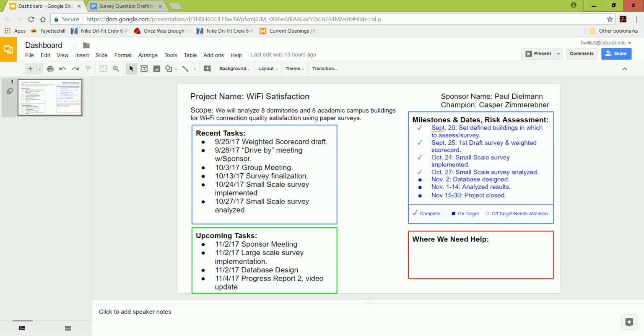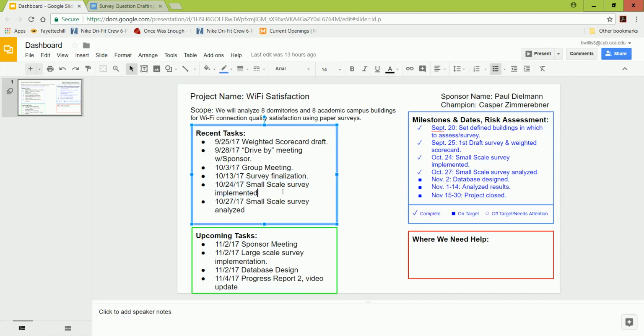As you all know, we're looking to measure the level of satisfaction that students, faculty, and staff have of the Wi-Fi on UCA's campus. The first document you see here is our dashboard. So just some quick things to point out. One thing that we're excited about is last week we did our small scale survey implementation, as you can see here.